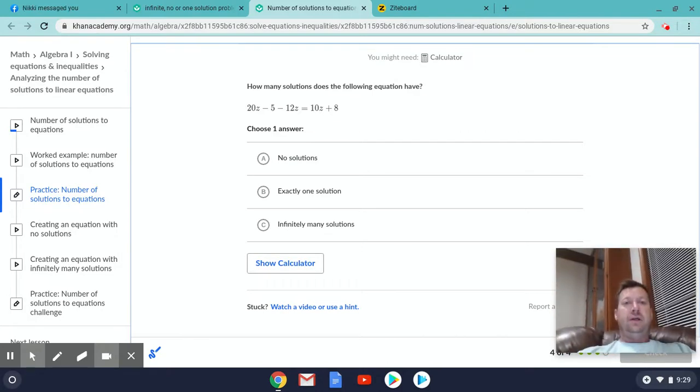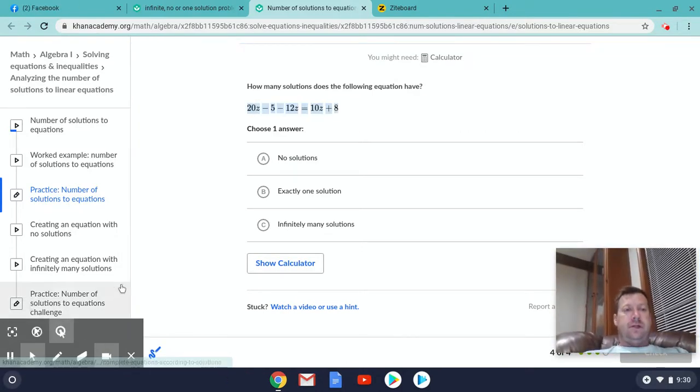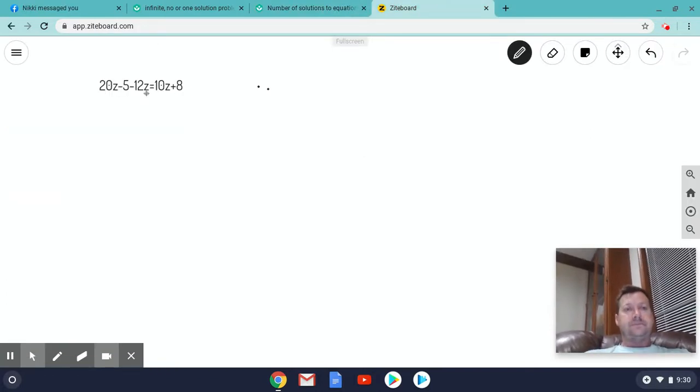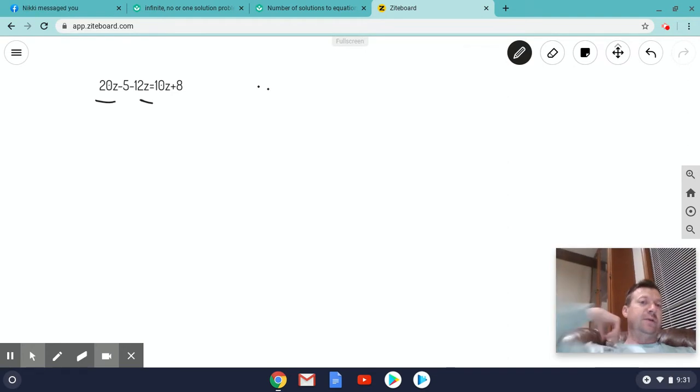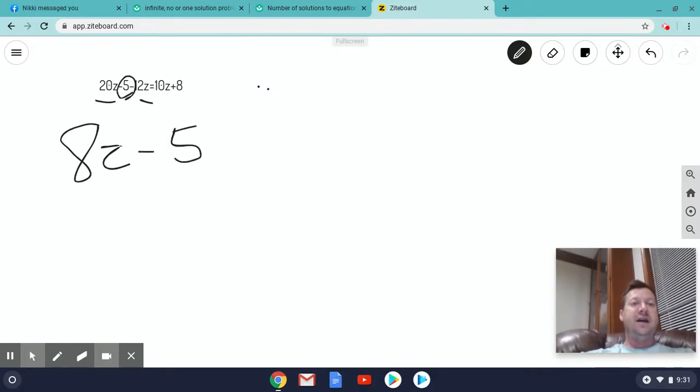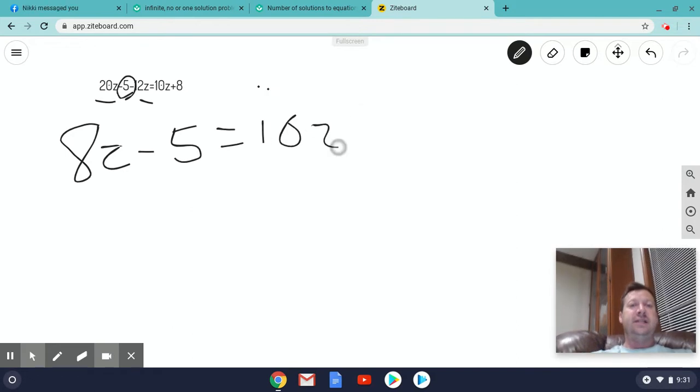Yep, 4 out of 4. So here is our final question of the day. Let's jump over here and work this out. I have 20z minus 5 minus 12z equals 10z plus 8. If you'll notice right here, the 20z and the 12z are both on the left side of that equal symbol. And so I want to combine these two like terms together. 20z minus 12z. Well, 20 minus 12 is 8. So I get 8z. And then I still have this minus 5 right here. So I'm going to put 8z minus 5 equals 10z plus 8.